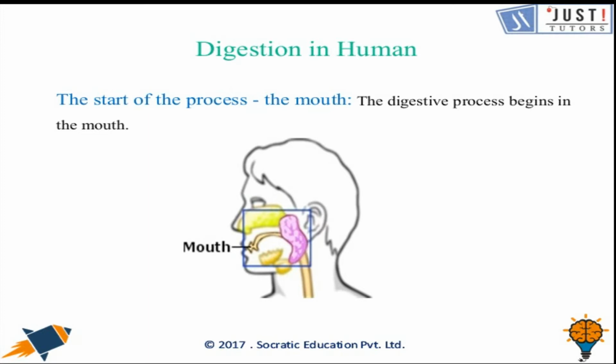This process starts initially from the mouth. Food is partly broken down by the process of chewing and by the chemical action of salivary enzymes. These enzymes are produced by salivary glands and break down starches into simple, or smaller, molecules. So the digestive process begins from the mouth. We have to remember this.